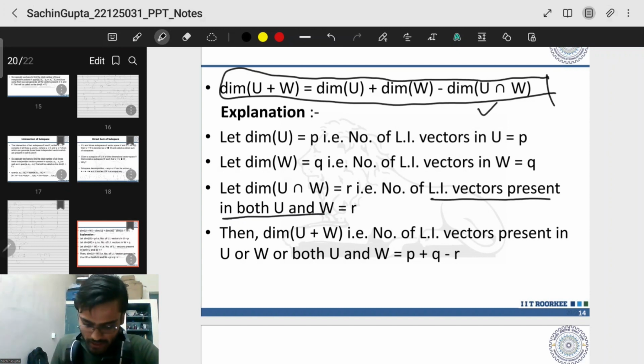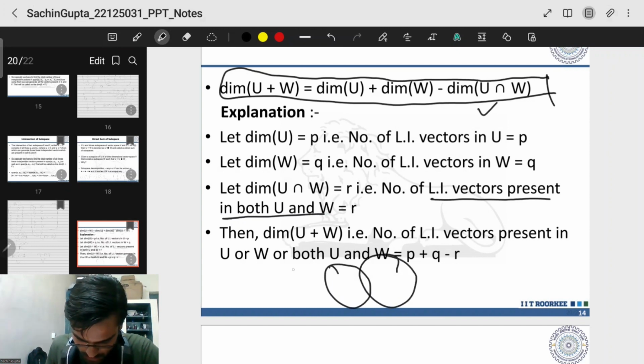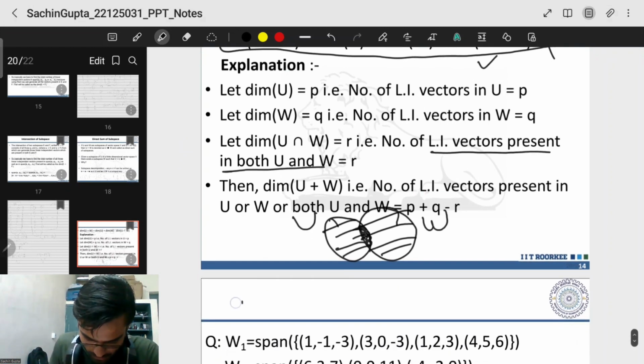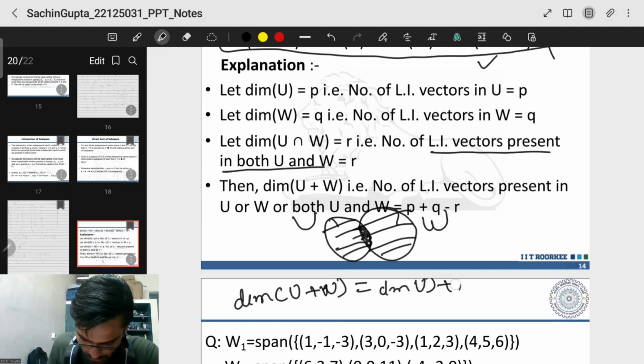So it can be treated like a Venn diagram. U, W: dimension of U is what is present in U, dimension of W is what is present in W, and dimension of U intersection W is what is present in both. And then we have to find the dimension of U plus W. It is like a union, which is the number of linear independent vectors present in U or W or both. So dimension of U plus W, that is the union, is equal to dimension of U plus dimension of W minus dimension of U intersection W.